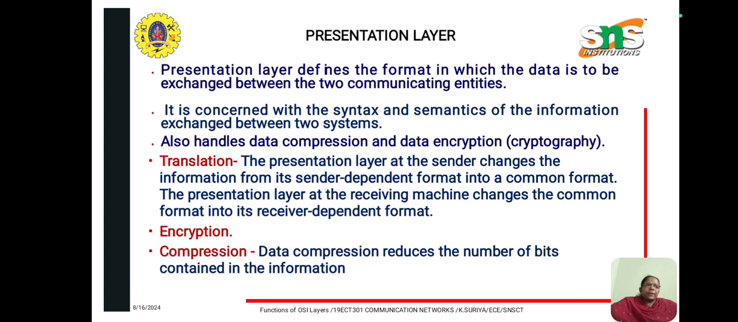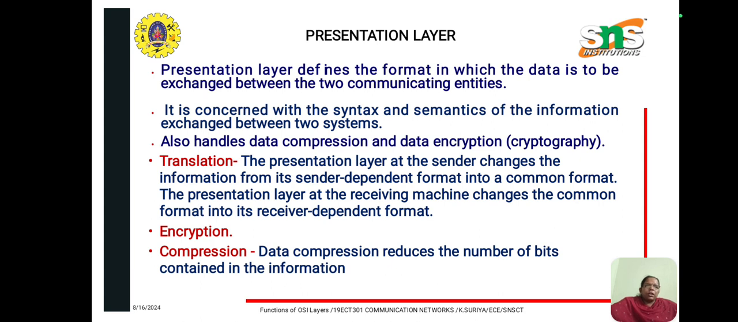Next one is the presentation layer, which is concerned with the syntax and semantics of the information exchanged between the two systems. The functions of the presentation layer are translation, encryption, and compression. In translation, the processes in two systems are usually exchanging information in the form of strings, numbers, and so on. So information must be changed to bit streams before being transmitted.